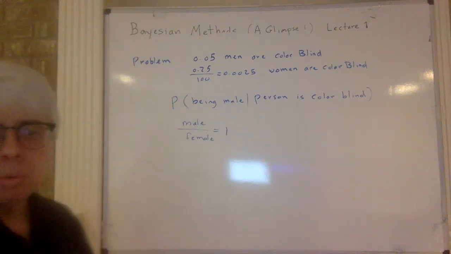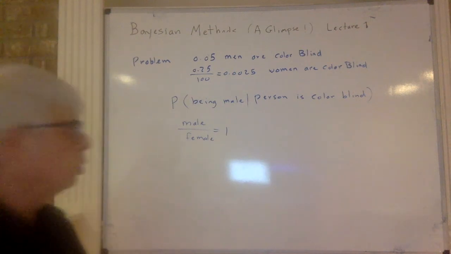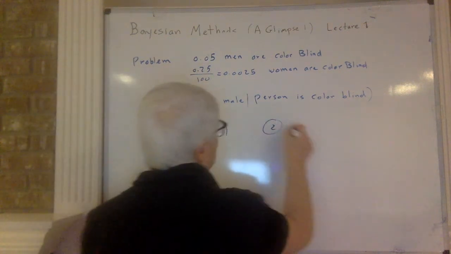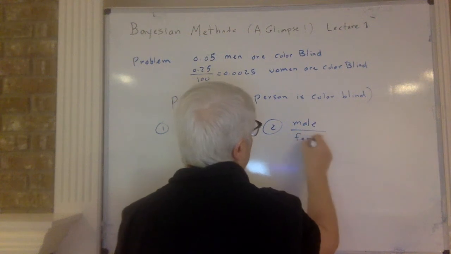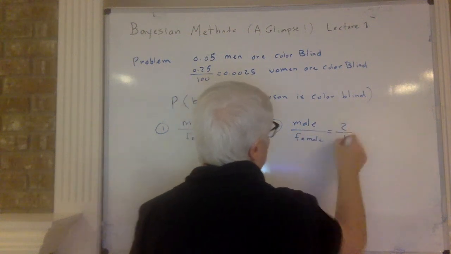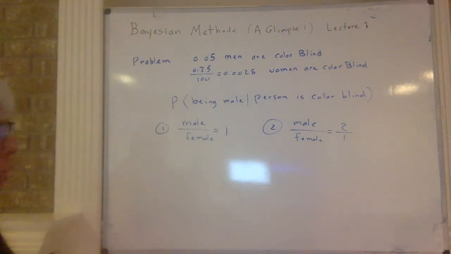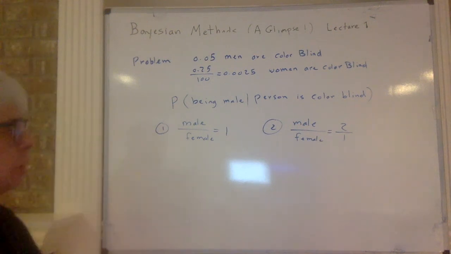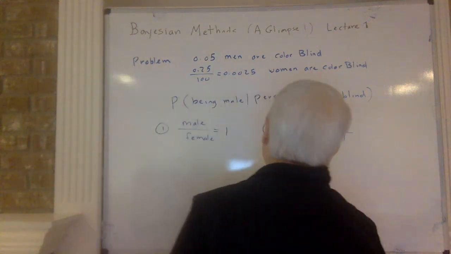And the problem also says, what if the proportion is twice as many males as females? So this is the first part, and the second part is saying that twice as many males as females. 2 to 1. So that's like male will be 2/3 and female will be 1/3, right? So that's 0.66 and the other one 0.33. Okay, let's do this one. That one is the same.